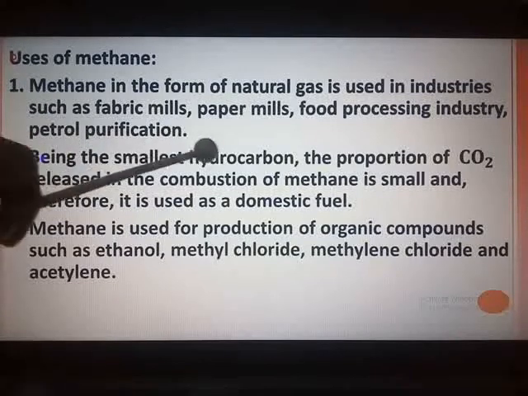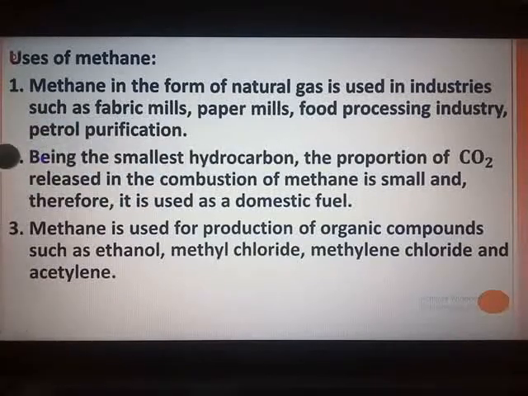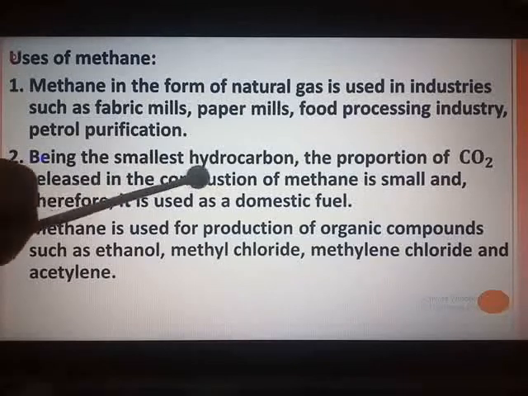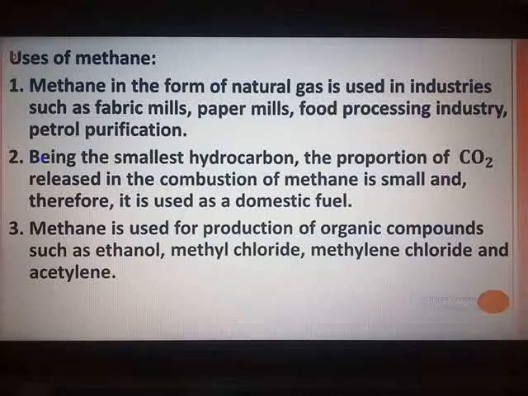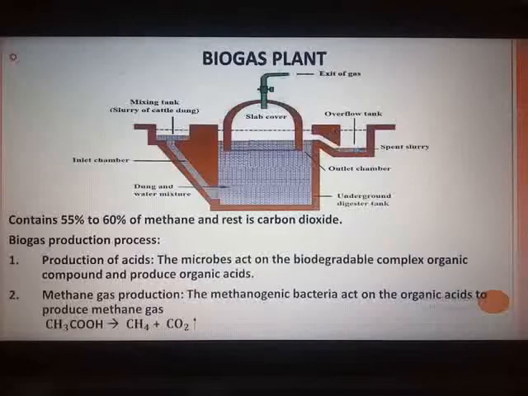It is the smallest hydrocarbon, hence the proportion of carbon dioxide which is released in the combustion of methane is very small, and therefore it is used as a domestic fuel, and it is used in the production of different organic compounds. Now, in the beginning I have told you it is a very important component of biogas. What is the biogas and what is the biogas plant, that we are going to see as the last topic.